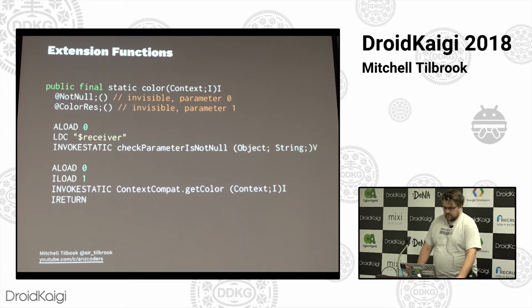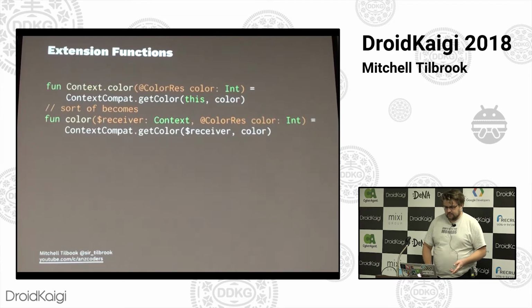So we can see here that the first parameter is our context type, and then we're taking the integer as the next one. Again, Kotlin will check to see if it's not null, and then invoke the static function that we're trying to wrap here. So effectively, you can think of the type gets replaced for the first parameter in the function.